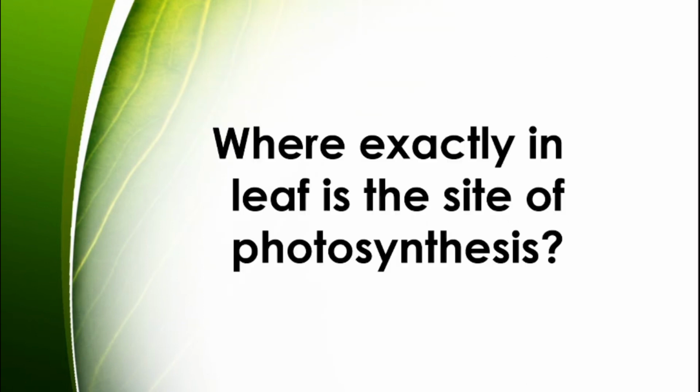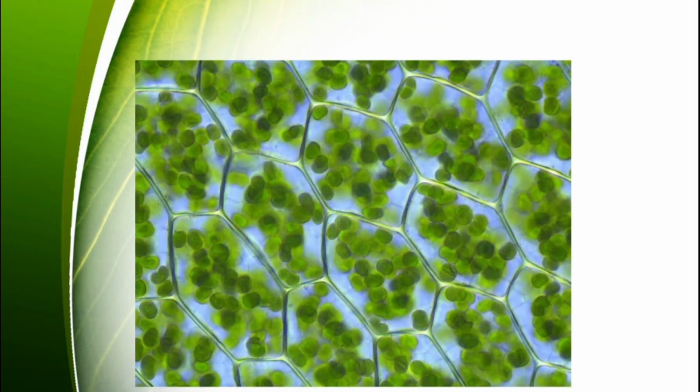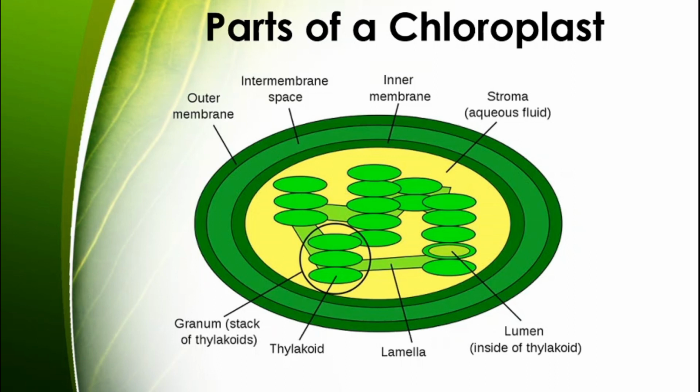Now, where exactly in the leaf is the site of photosynthesis? On this part. What do we call this part? We call this the chloroplast. It is actually an organelle in the leaf. The chloroplast also has several parts. We have the outer membrane, the outermost layer. We have the intermembrane space. We have the inner membrane. And then we have the stroma, which is an aqueous liquid. When you say aqueous, it is semi-fluid. That's the right term, aqueous fluid, that fills the inside part of the chloroplast.